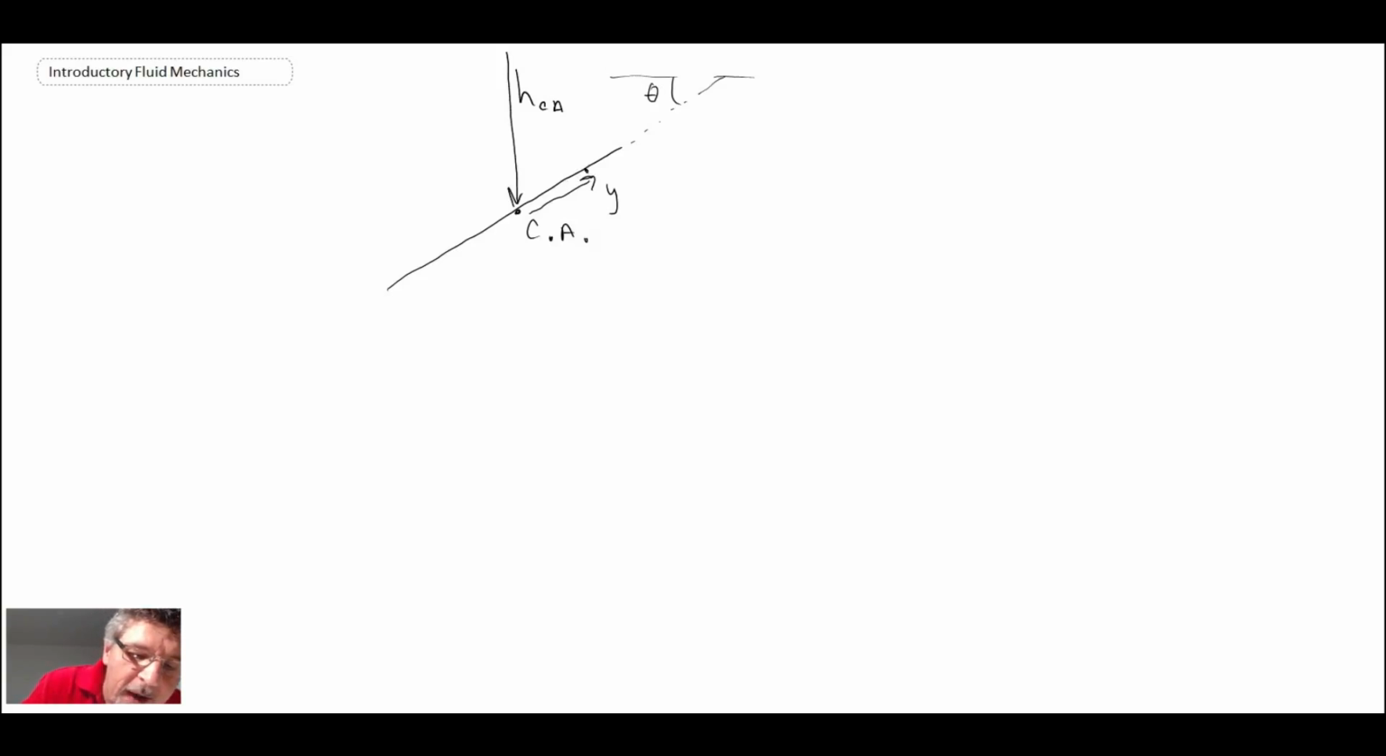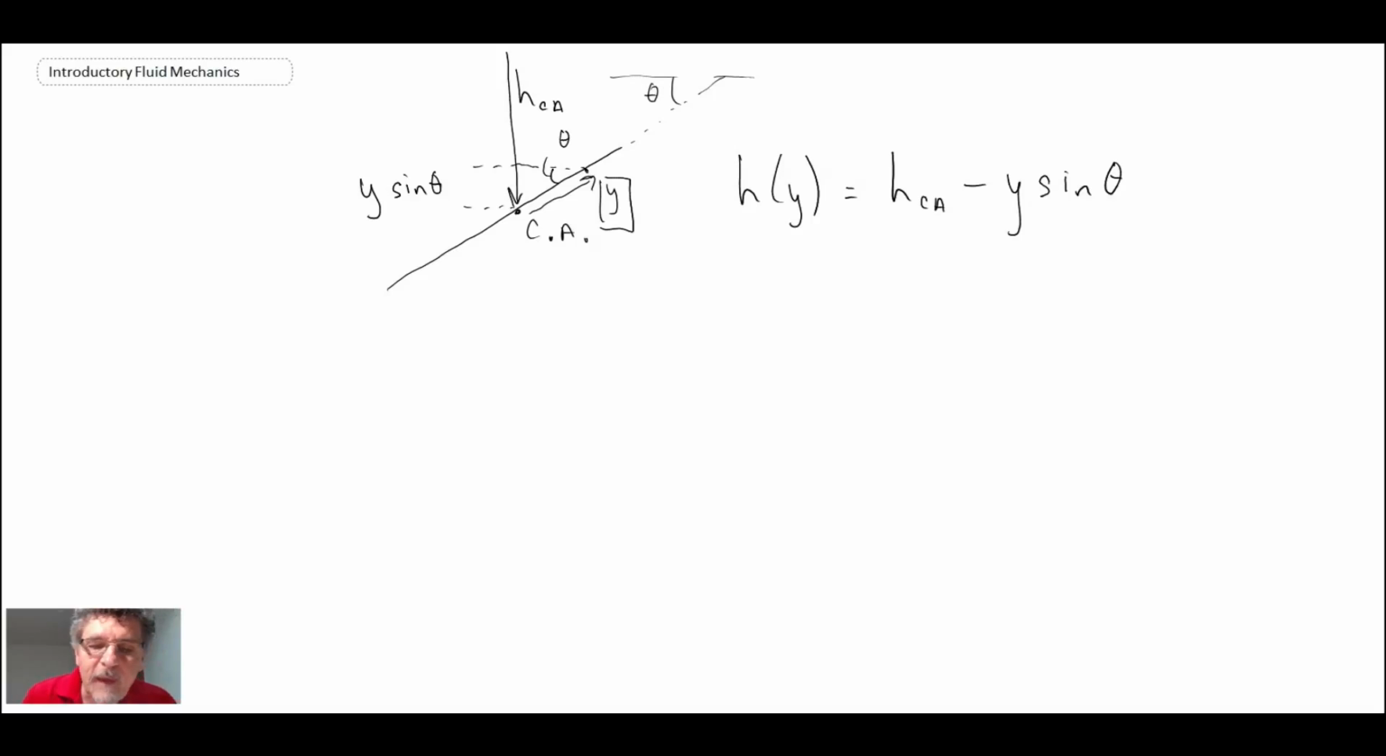But if we're at some location y, like right there, I'm going to draw a little right angle triangle. I know that this angle here is theta. And consequently, we know that this distance here can be determined through trigonometry to be y sine theta. So at any location where we're looking at our differential element y, we can write out that h at a given y location is the depth at the center of area minus y sine theta. And if we go lower along the plate, then y would be negative, and that would be HCA, and it would turn into a plus y sine theta because it would be minus minus y. But that gives us a relationship for the depth at a given location where our differential element is.